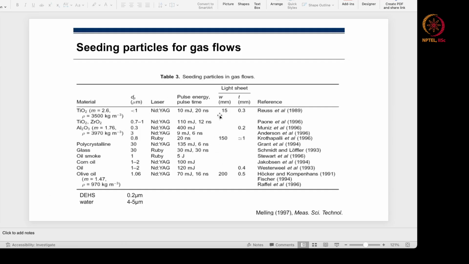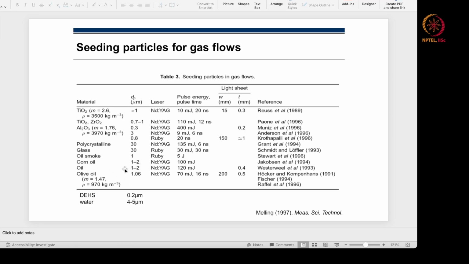These are the different seeding particles for gas flows. We have titanium dioxide, where dP is less than 1 micron. You use an Nd:YAG laser, which is roughly 10 millijoules at 20 nanosecond pulse width, and these are the different light sheets that we make. Oil smoke, for example, has about 1 micron. This is what normally people use in very crude applications. You use a ruby laser, which is at a 5 millijoule pulse. So you can see that this is quite high. And then you have corn oil, which is about 1 to 2 microns.